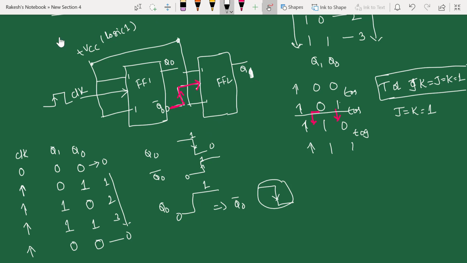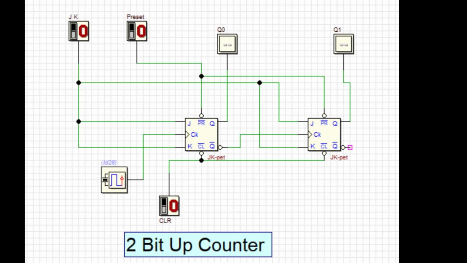Now I will show the simulation of this circuit. Then we will proceed to the higher order asynchronous up counters. Now we will try to simulate the 2-bit up counter. As I said, a 2-bit up counter requires 2 flip-flops. I have taken a JK flip-flop, and if you look carefully, my J and K are connected to the input switch.